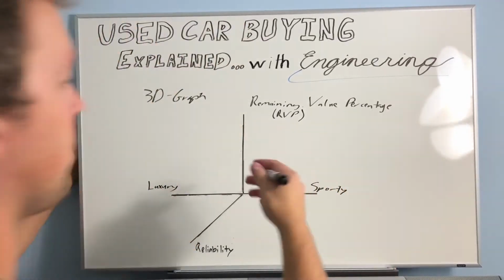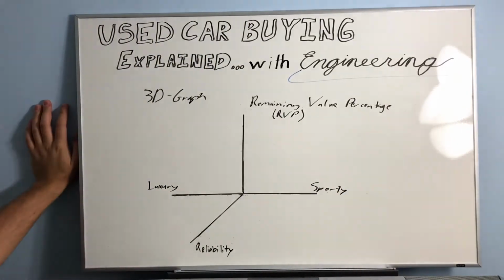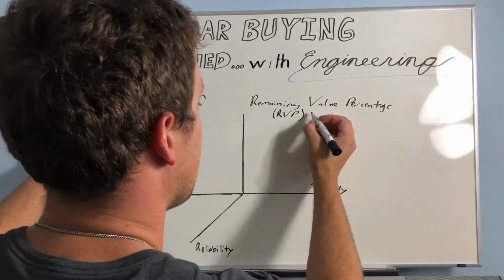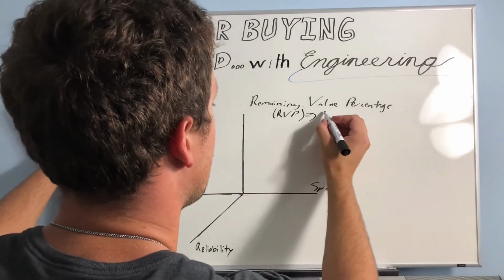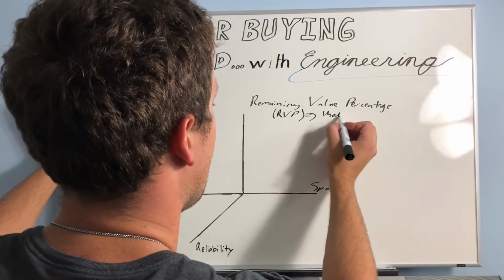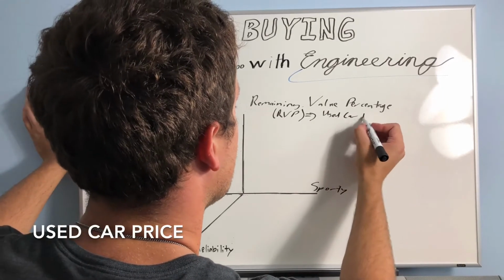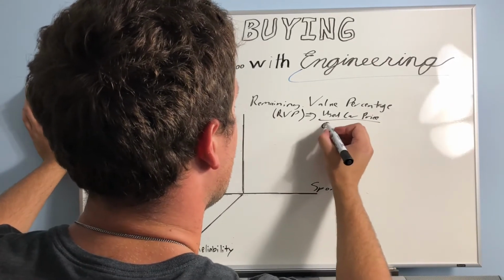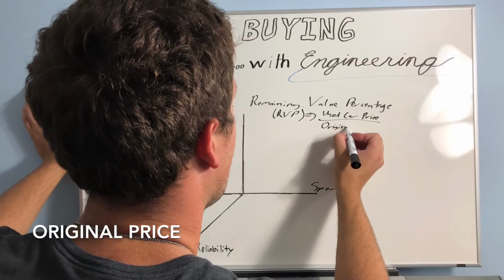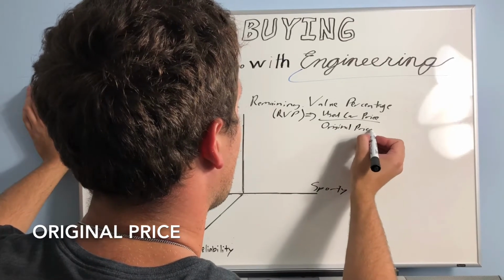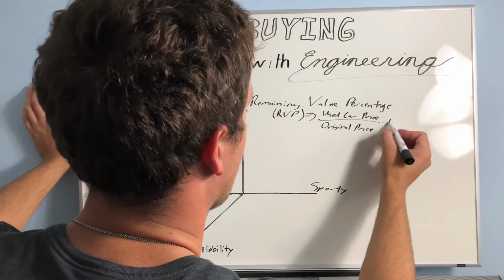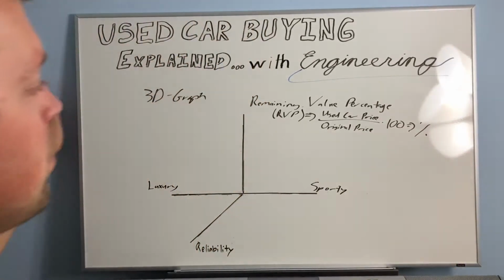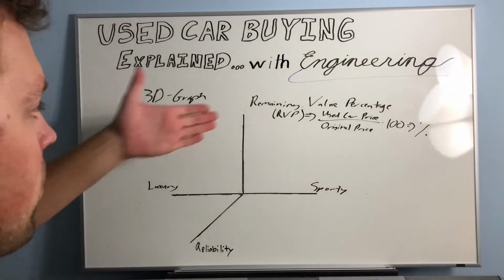Now with that, there's probably some official accounting term for this, but I'm just going to go ahead and call this RVP. Now what this is going to be equal to is your used car price over the original price of the vehicle. So that, and then, okay, whatever, times 100, which gives you some percentage of remaining value.